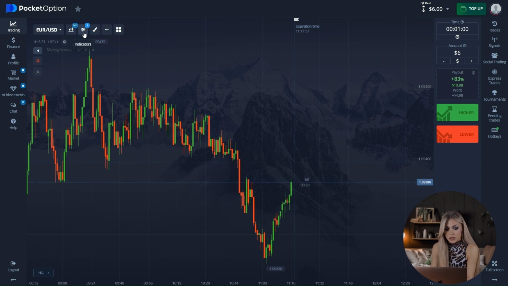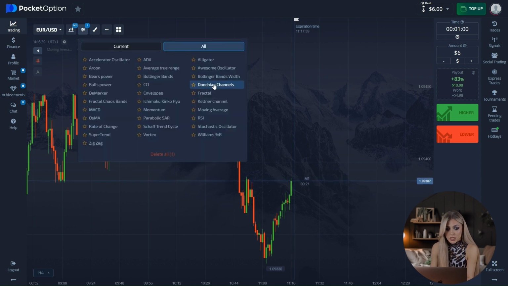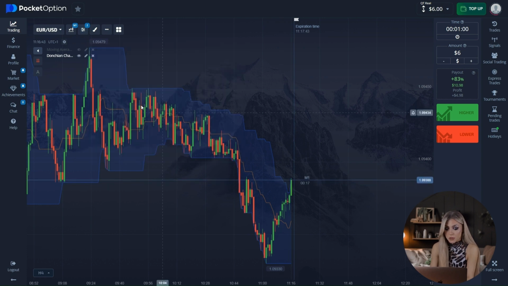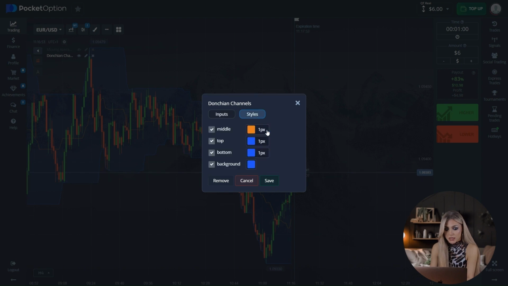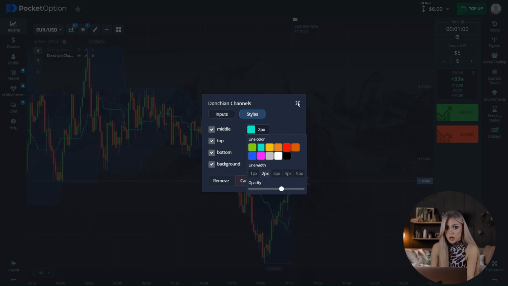Let's add them to the chart. Today I'll be using the Donchian channel. I will leave the default settings as they are, keeping it at 20 periods. And let's just change the color of the middle line to make it the same tone as the main color of the indicator. We will make it blue and bolder. This is important, you will see why later, okay?